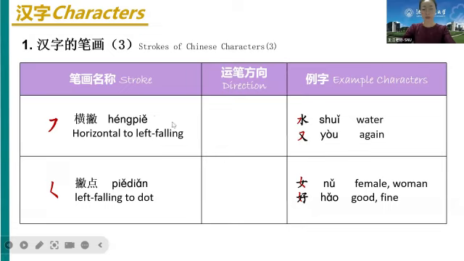Very good. First, let's continue to learn some strokes. Okay, please look at the PPT. This stroke is a compound stroke. 横撇, horizontal to left falling. Please have a look. Okay, that is one stroke. Please take out your exercise books and your pens and write after the PPT. 横撇, horizontal to left falling.